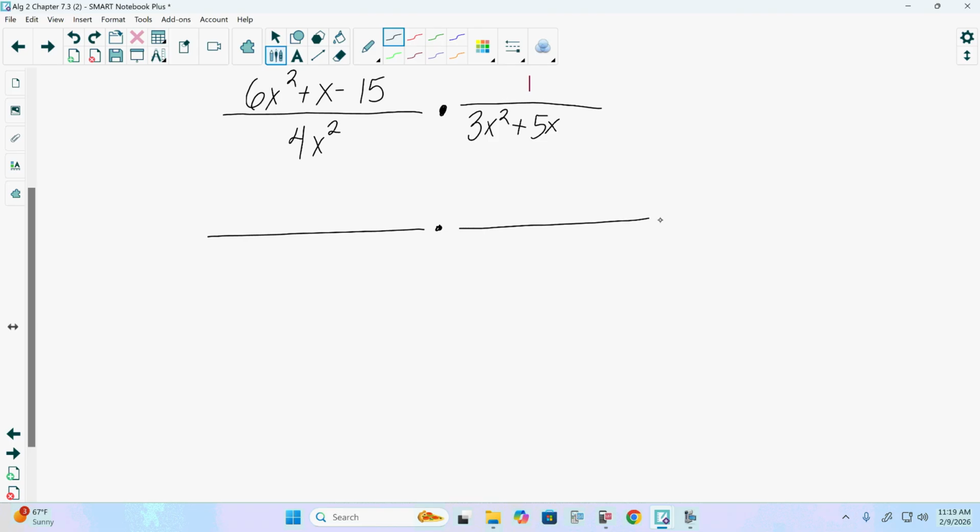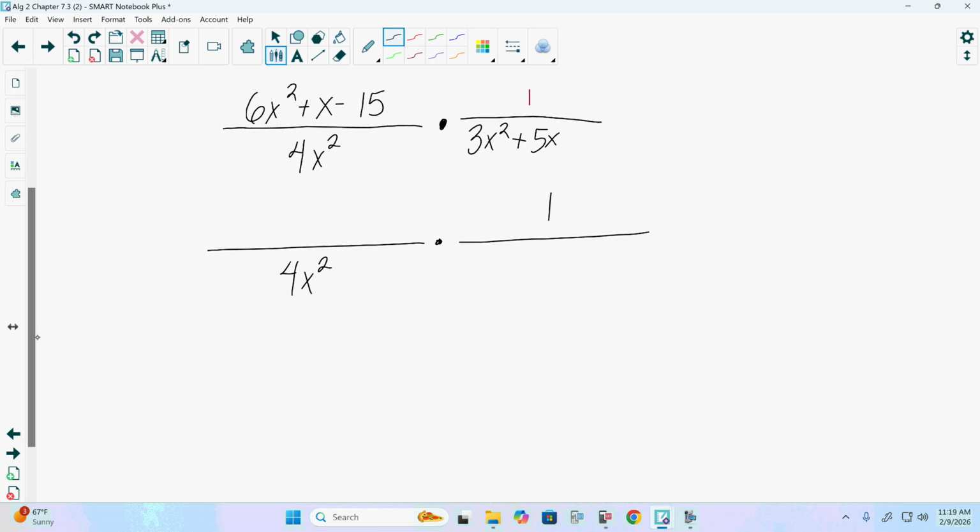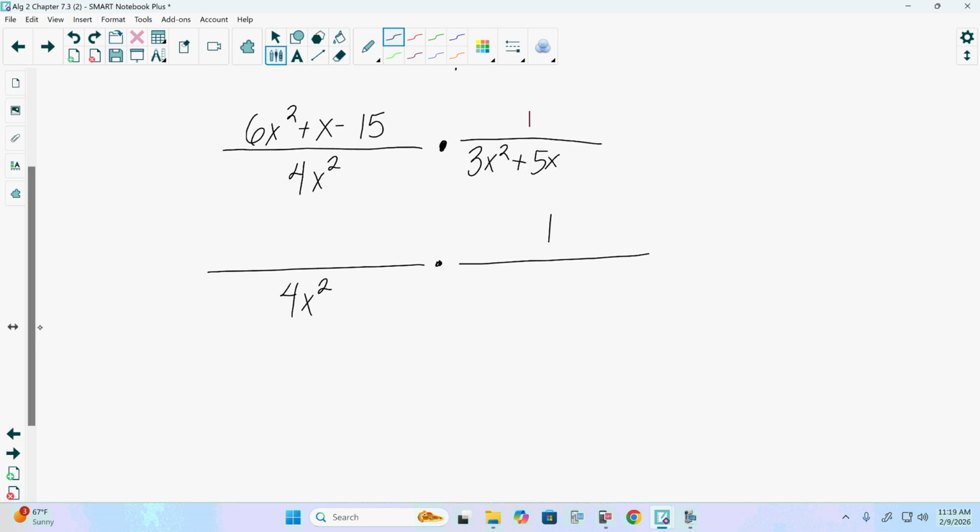Questions on this here? Now at this point, the two nice things to factor are the 1 and 4x squared. Because 1 is as simplified as it gets. There's absolutely nothing we can do with it. 4x squared is a single term. There's nothing we can do, nothing we can factor.